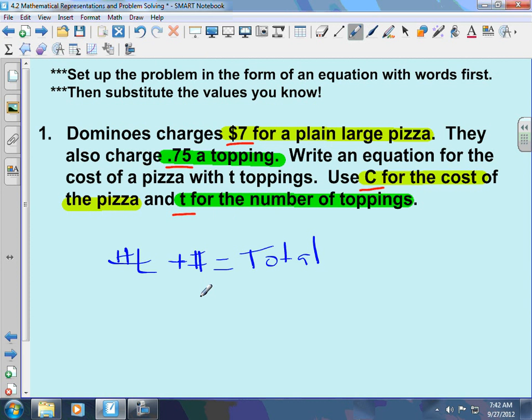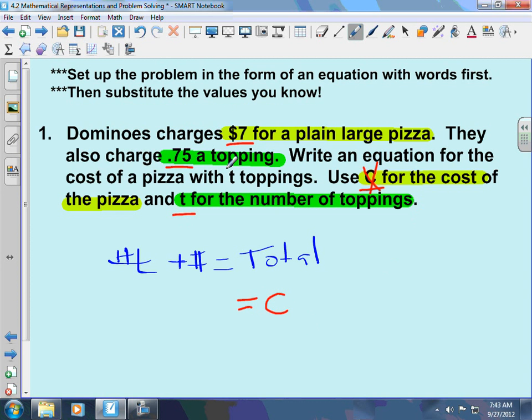So one of these numbers is going to go with a letter. One of them is just going to be a number, and then it's going to equal our total. Now, what are we using for our total? Use C for the cost of the pizza. So instead of total, I'm going to put C equals. Now, I cross that off. One of my letters is gone. So now all I have are two numbers and one letter.